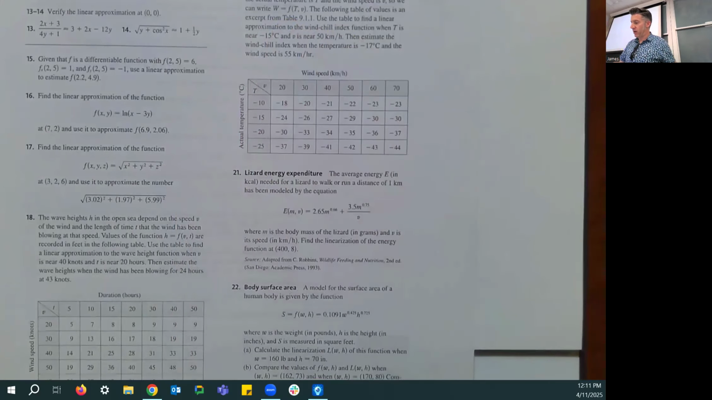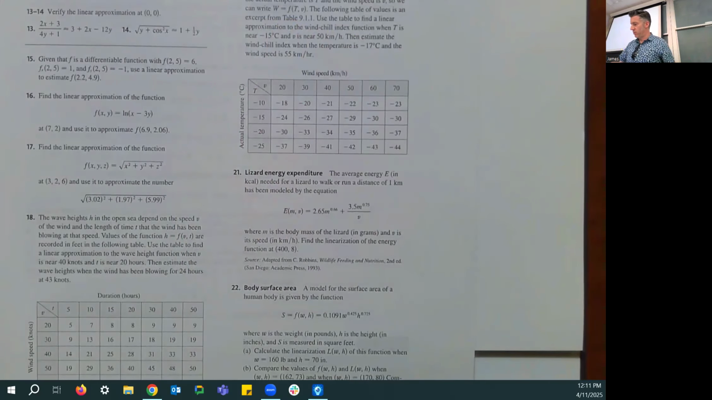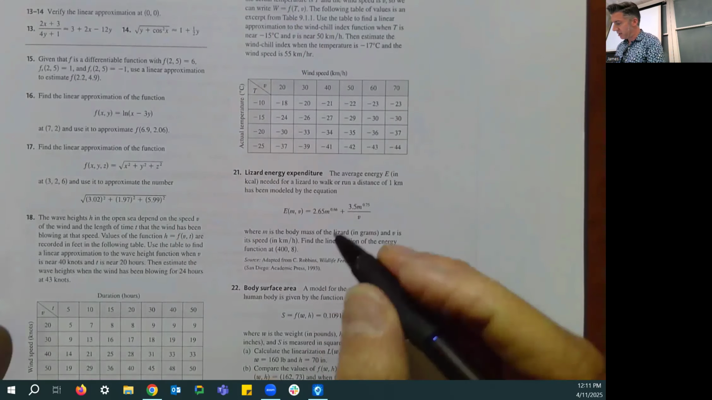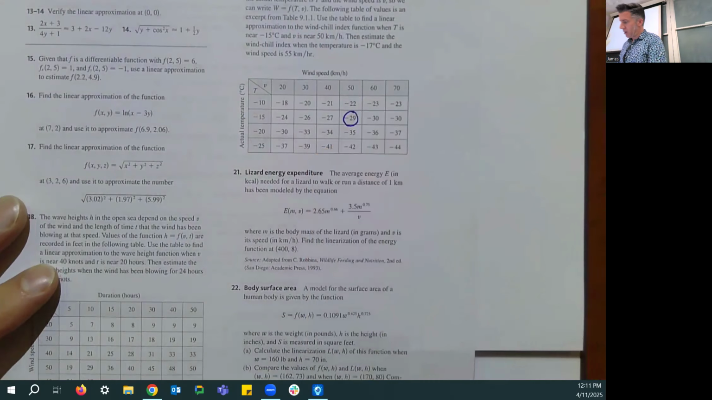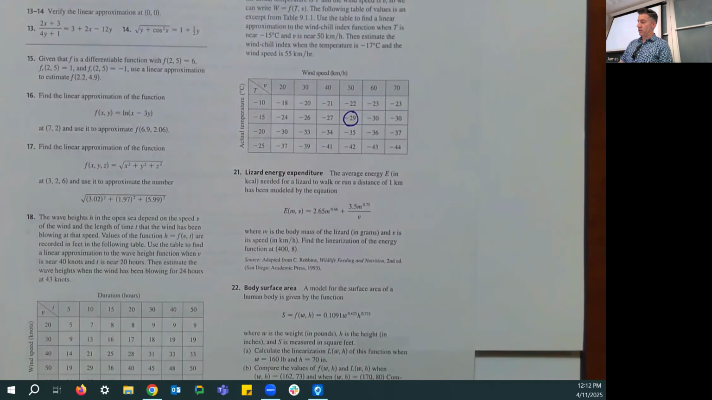The following table of values is an excerpt from some other table. Use the table to find a linear approximation to the wind chill index function when T is near negative 15 degrees centigrade, Celsius, whatever that is, and V is near 50 kilometers per hour. So we're looking at this spot right here. And then estimate the wind chill index when the temperature is negative 17 and the wind speed is 55.